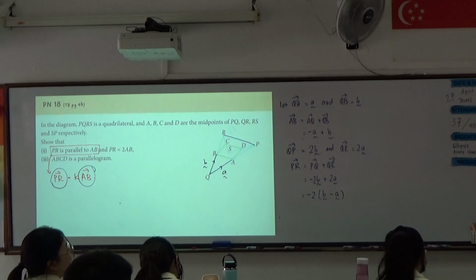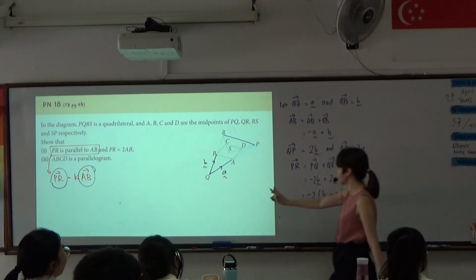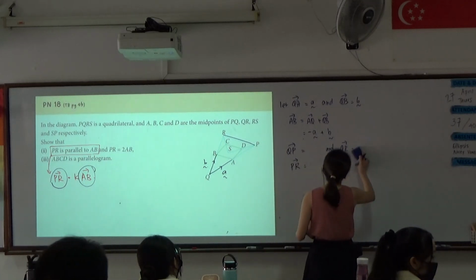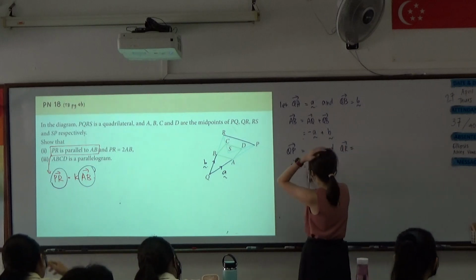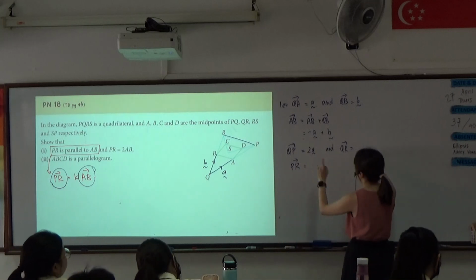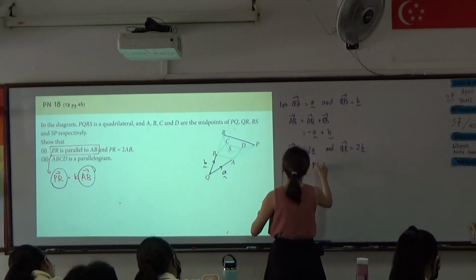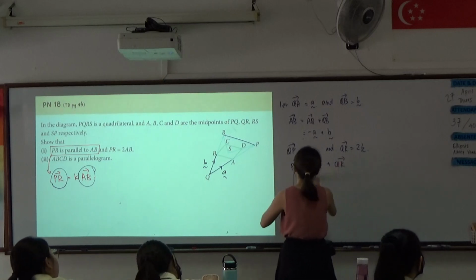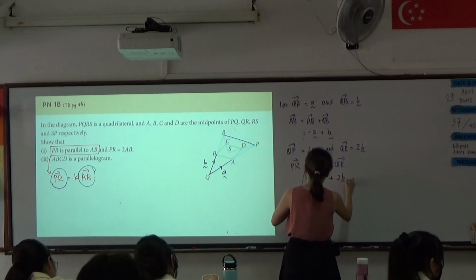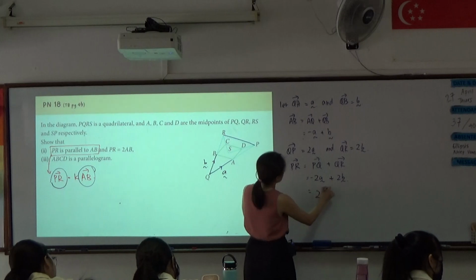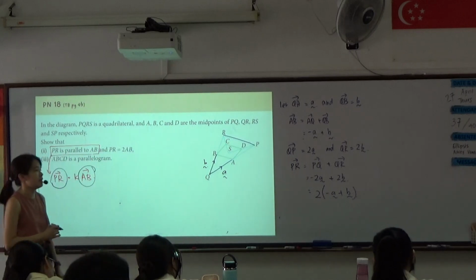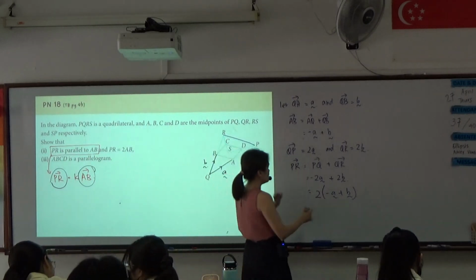Hang on, did I make a mistake again somewhere? Because just now I labeled wrongly, so this was not correct. Sorry. QP is 2A, QR is 2B. PQ plus QR is negative 2A plus 2B. Then we can factorize out the 2 and we get negative A plus B. So PR is 2 times negative A plus B, and negative A plus B is none other than your AB.